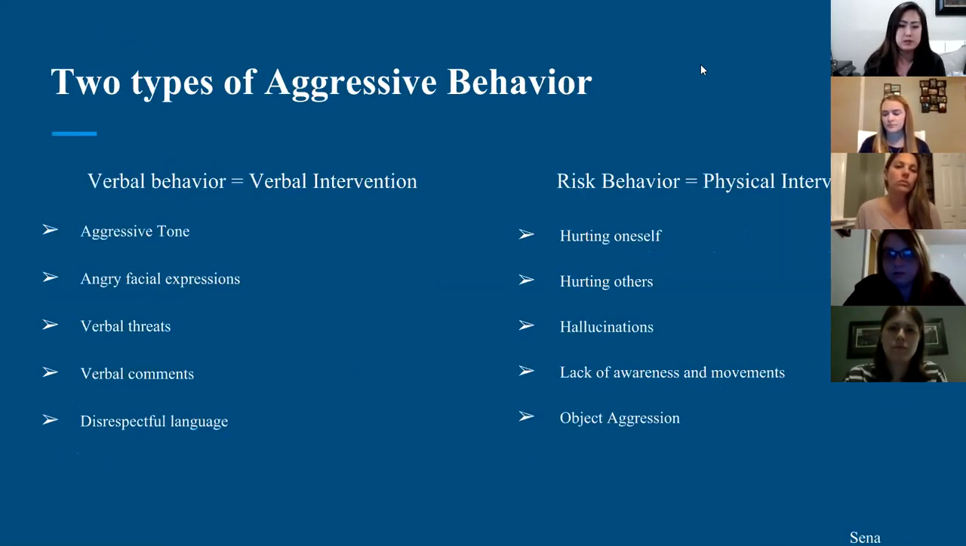So there's 2 types of aggressive behavior. We have verbal behavior, which can be assisted with verbal intervention, such as aggressive tone, angry facial expressions, verbal threats, verbal comments, and language. Now, when you're talking about risk behavior, sometimes it needs to be dealt with physical intervention. You know, when they're hurting oneself or hurting others, if they're hallucinating, lack of awareness of movements, and object aggression.